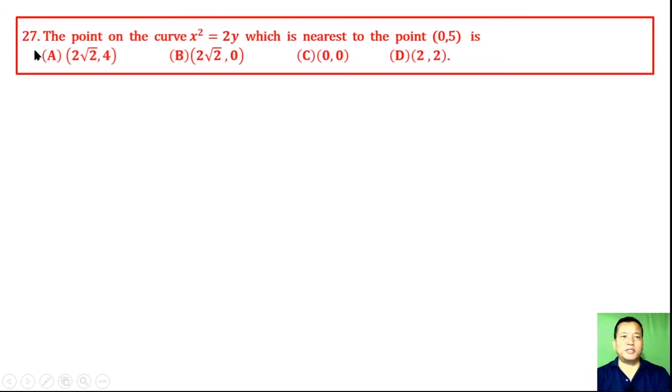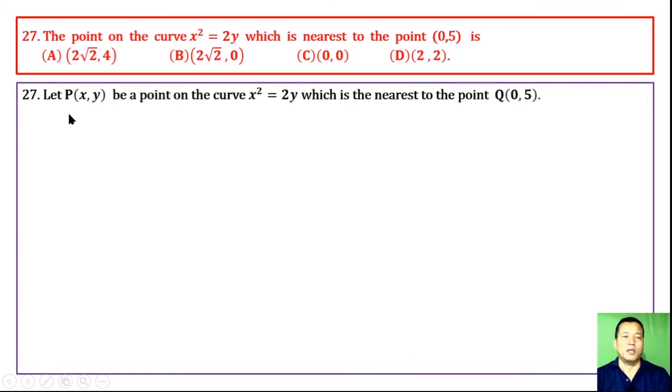For question number 27, the point on the curve x square equal to twice y, which is nearest to the point (0, 5), is. Let P be a point on the curve which is nearest to the point. Let P be (x, y). Let S be the square of the distance between P and Q.